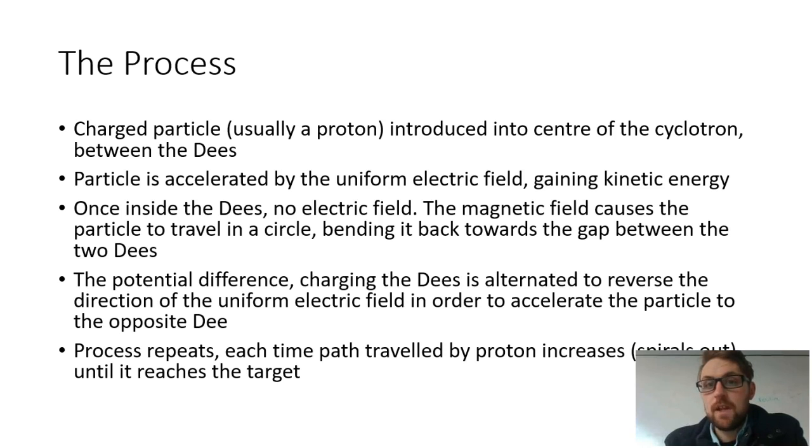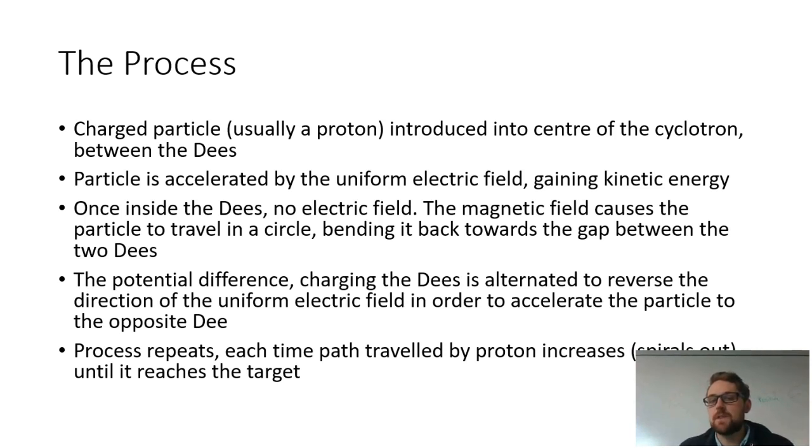So the process, exactly what I've just described, but if you want to have that in a written form, there's a charged particle, it's usually a proton, so I got that one right, is introduced to the center of the cyclotron between the Ds. The particle is accelerated by a uniform electric field, so that's the electric field that we drew out, and it gains kinetic energy, gains speed. So once inside the Ds, there's no electric field, hollow conductor. We got that one. The magnetic field causes the particle to travel in a circle, bending it back towards the gap between the Ds. So we get that circular motion.